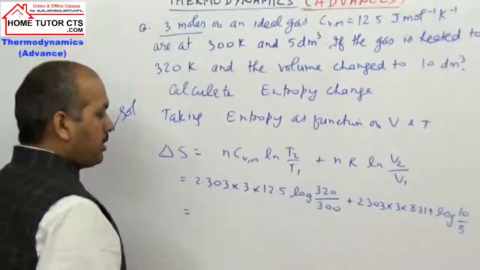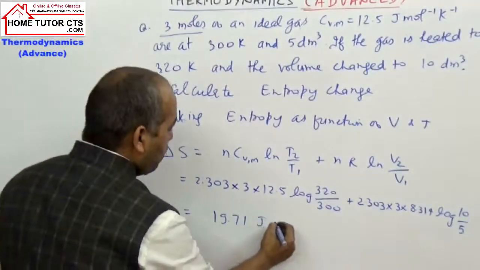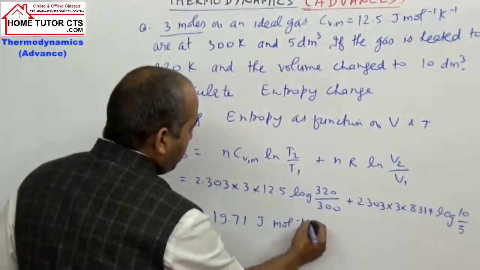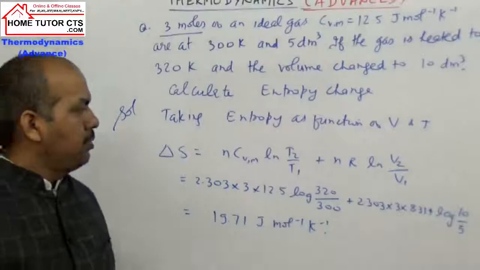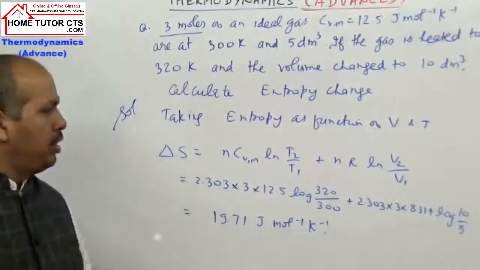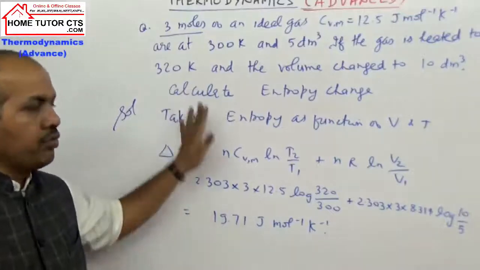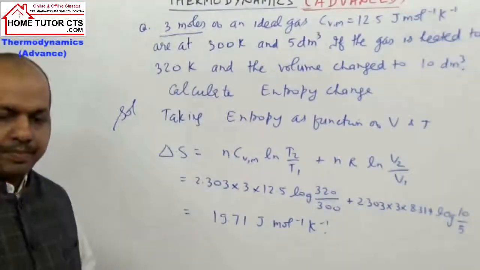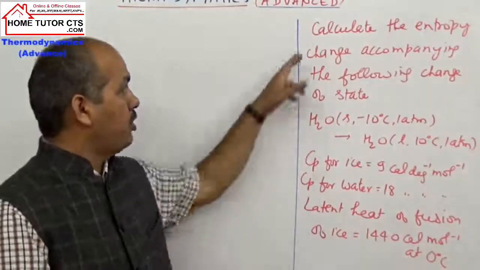On calculation, the answer for this question is coming 19.71 joules per mole per Kelvin. Easy question, but we have two variables. Volume and temperature are both variables. So that is how you can solve this question. Okay? Let us take our next question in advanced portion.